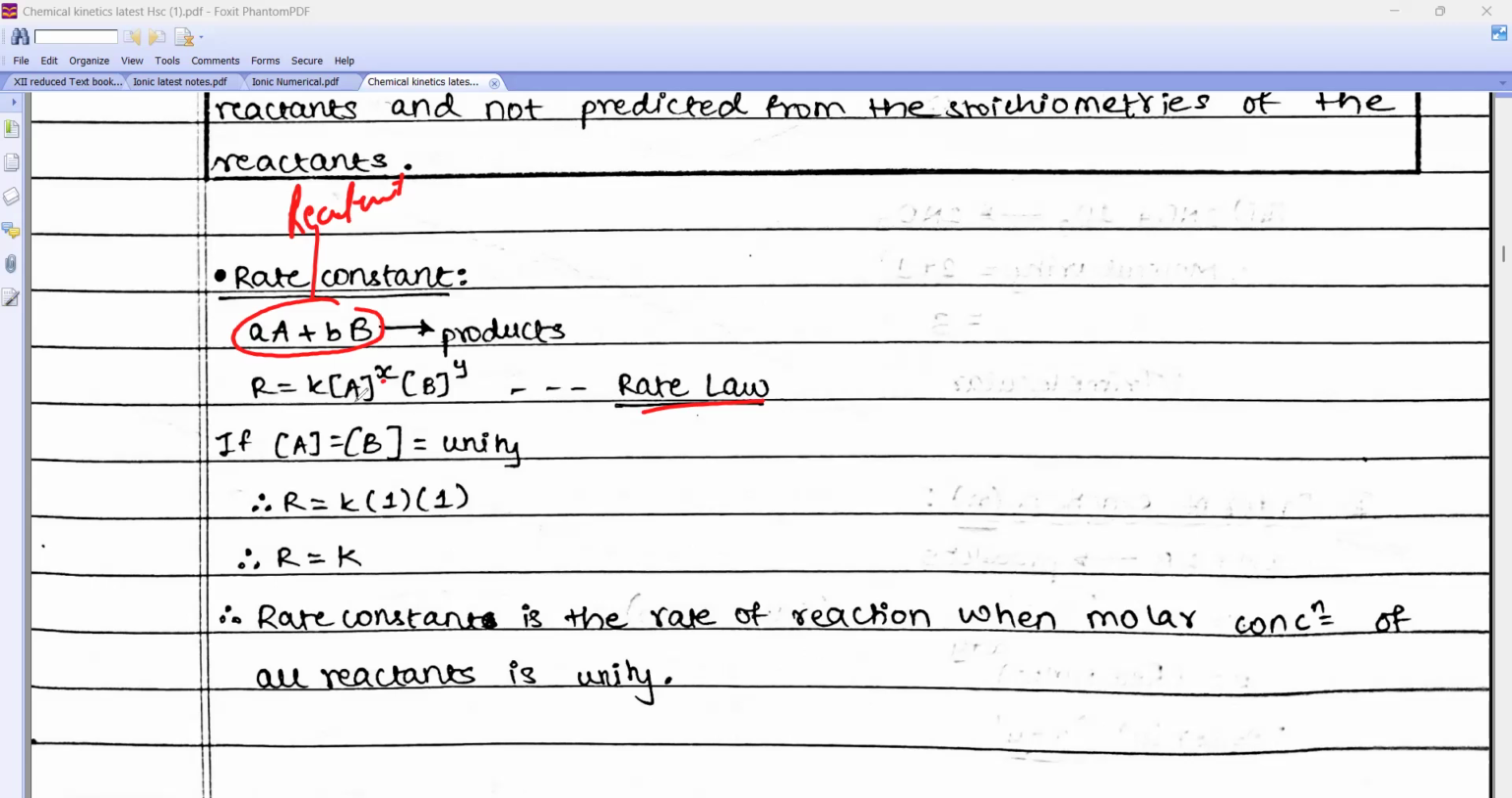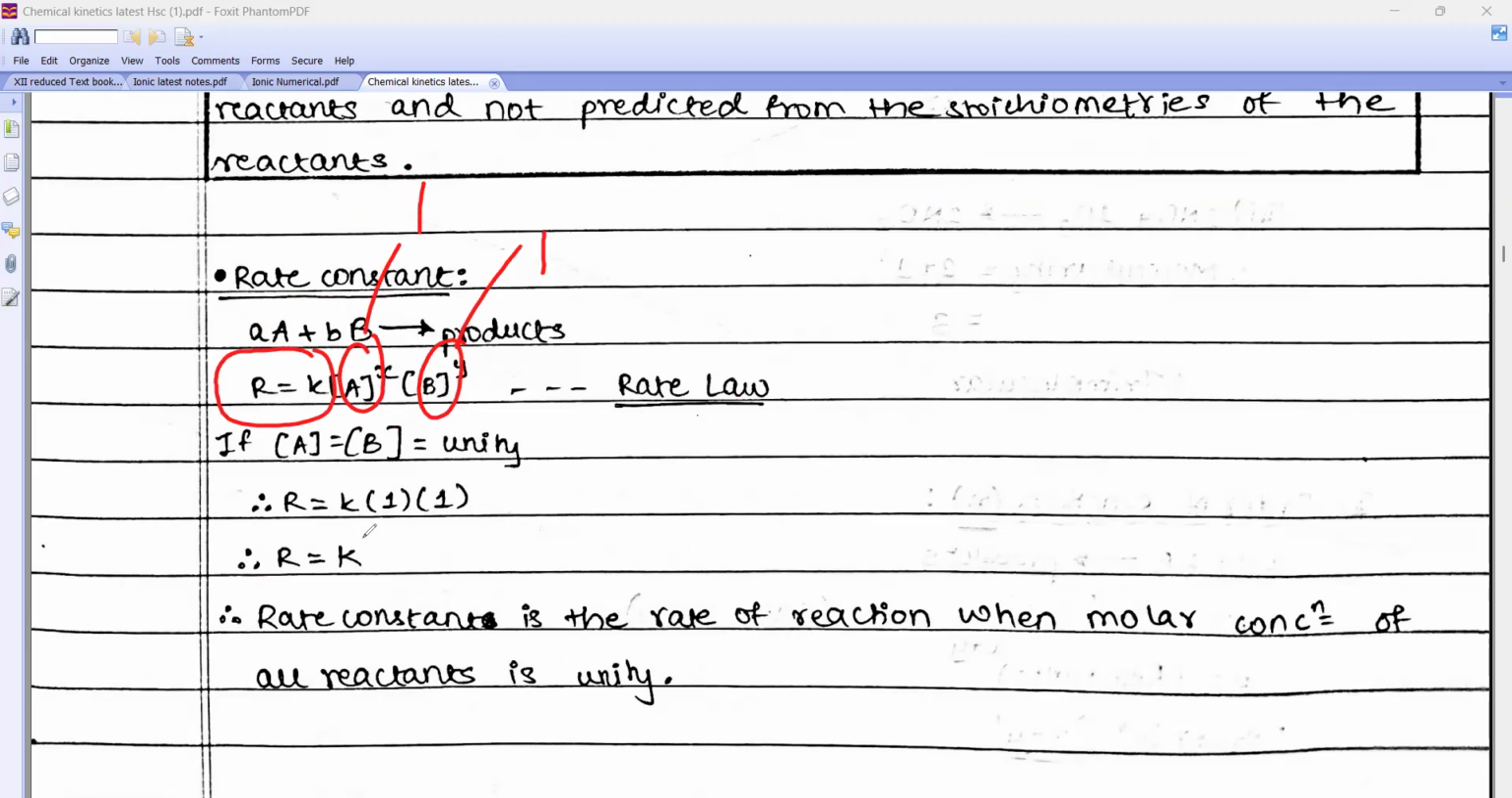If I take the concentration of all the reactants as one, what will happen? What will the value of all of this come to? It will become 1. So what will we get? R is equal to K, right? If I take all the reactants, this is also 1, this is also 1, this is also 1. So what will I get? R is equal to K or not?